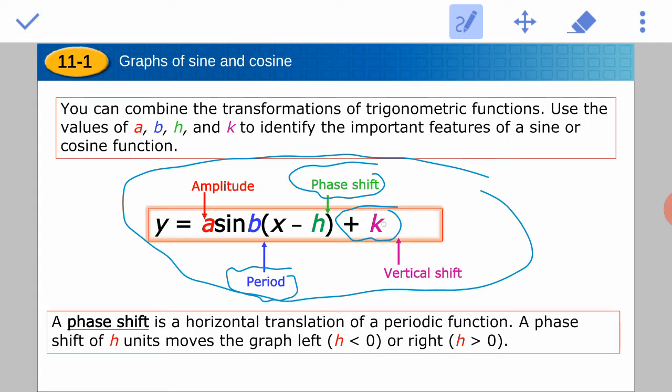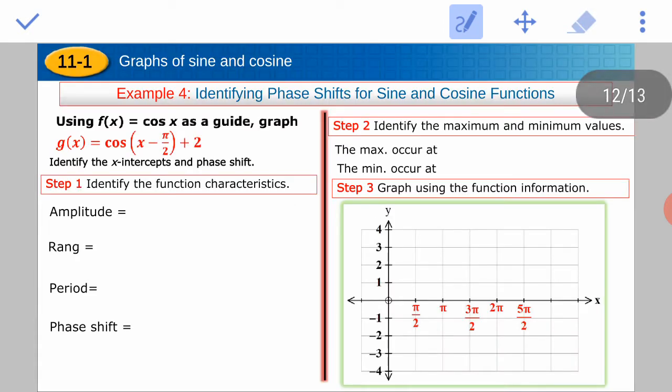If this constant is positive, it's up. If this constant is negative, it's down. If this H is negative, it shifts to the right. If this H is a positive quantity, it shifts to the left. Let's see how we can use this formula to apply different transformations of a trigonometric function. Using f of x equals cosine x, this is my parent trigonometric function.